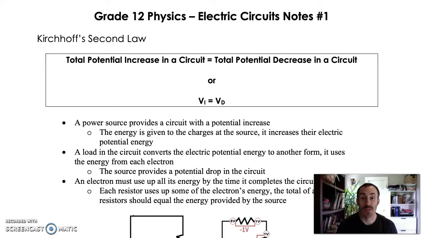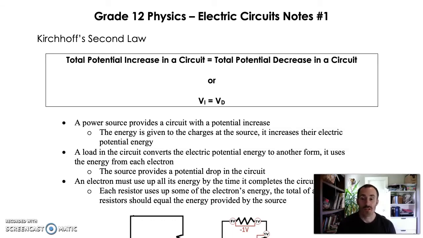Last time we talked about the components of the circuit: the source, the conducting wire or the path that the electrons follow, and the load that converts electric potential energy into some other type of useful energy. And today we're going to get a little bit more deep into how exactly a circuit works.